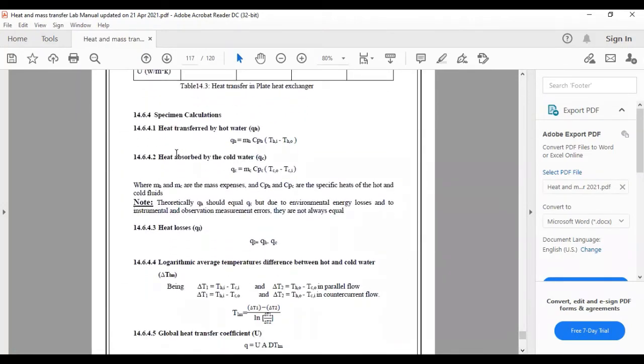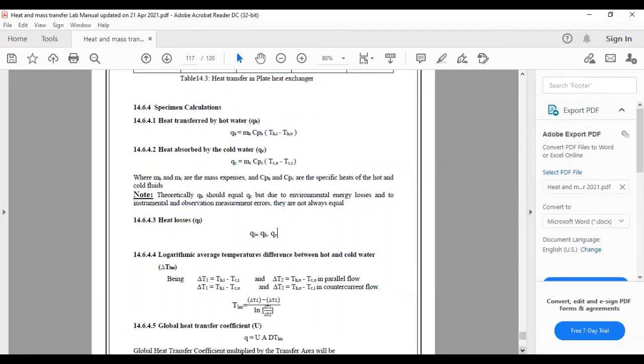Similarly, for heat absorbed by cold water, QC is equal to MC, the mass flow rate of cold water, times CPC, the specific heat of cold water, times TCO minus TCI, where TCO is the cold water outlet temperature and TCI is the cold water inlet temperature. We will use all of these values to calculate QC, and we will take the difference QH minus QC. We will get QL, that is the heat losses.